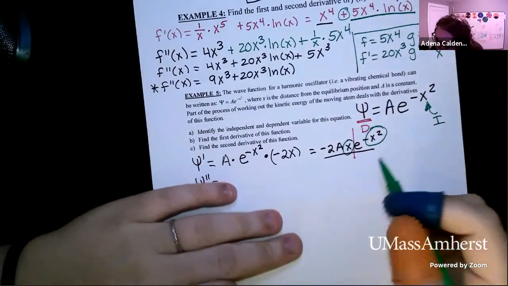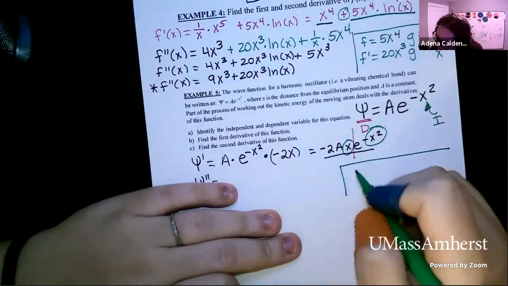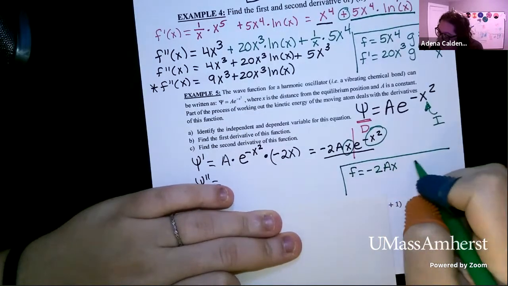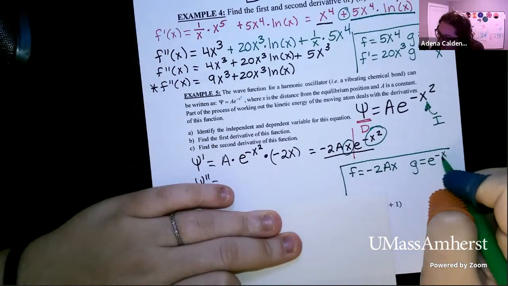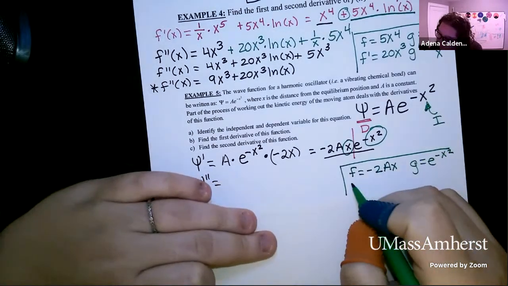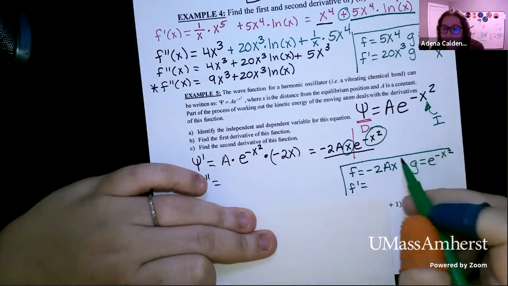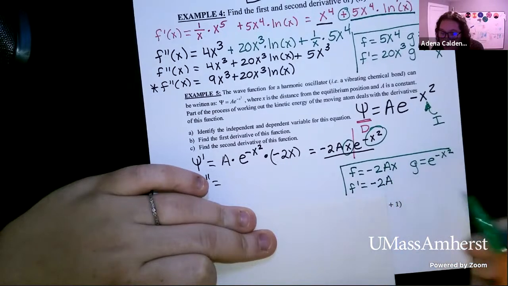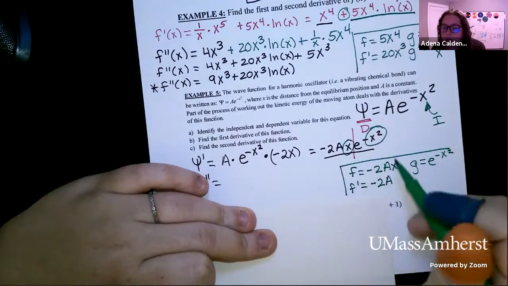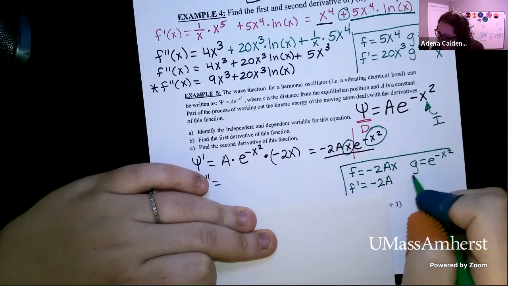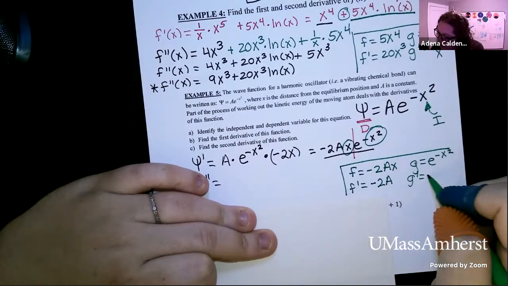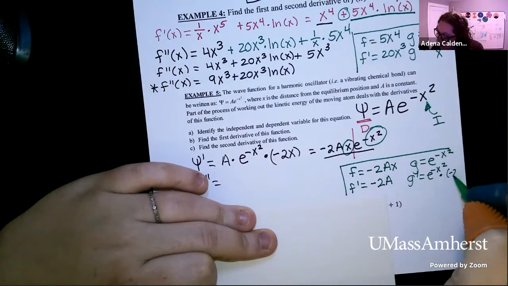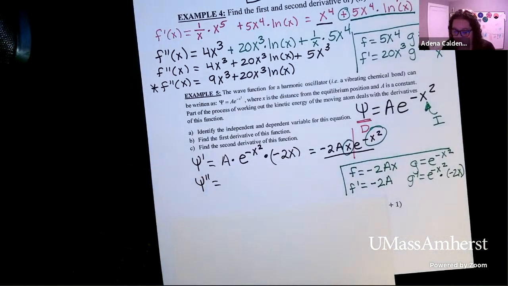So let's do this over here. My f is negative 2ax. My g is e to the negative x squared. I want to find each of their respective derivatives. The derivative of negative 2ax is negative 2a. This is a linear term, so the derivative is just the constant. For e to the negative x squared, that's the one we just talked about. So we have e to the negative x squared times the derivative of the power, which is negative 2x.